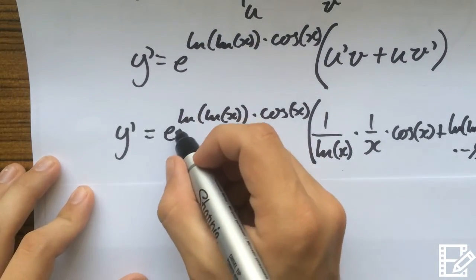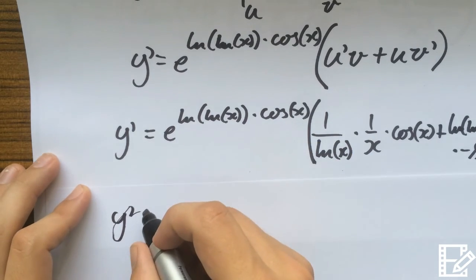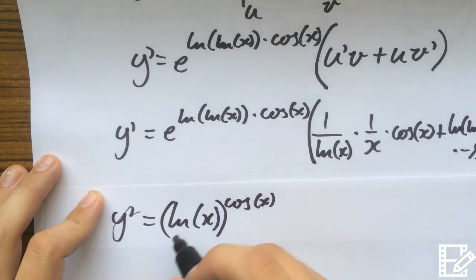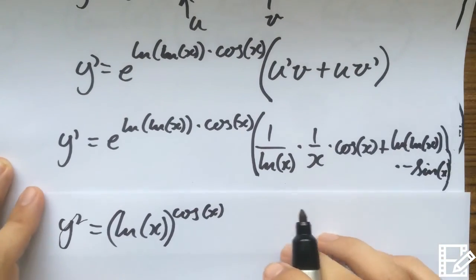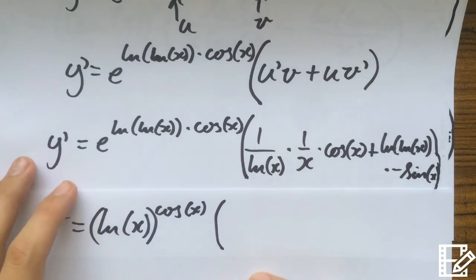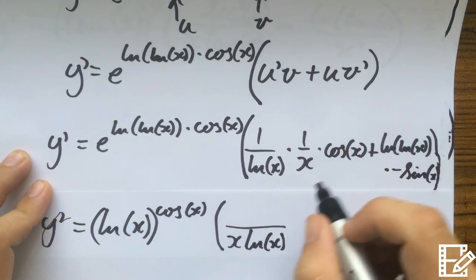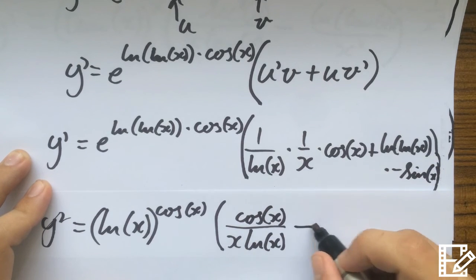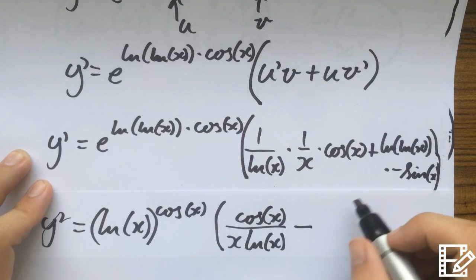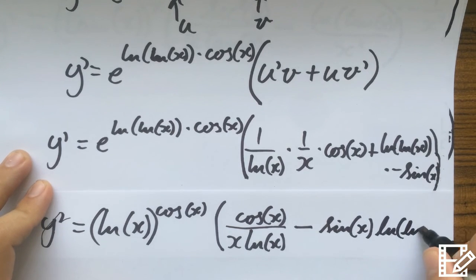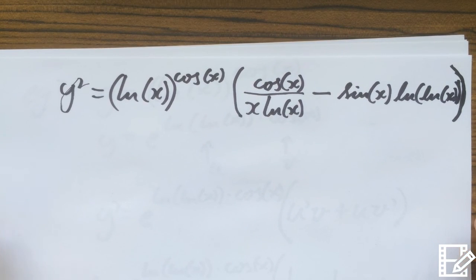So now I'm going to revert this back to ln of x to the power of cos x, because we agree that this is the same as this. Now for this side, we have x multiplied by ln of x, which is just going to be x ln of x. We have a cos x, which is going to be on top, minus, because we have a negative in here being multiplied through. This is going to be negative sine x ln of x. And that there is the derivative of ln of x to the power of cos x.